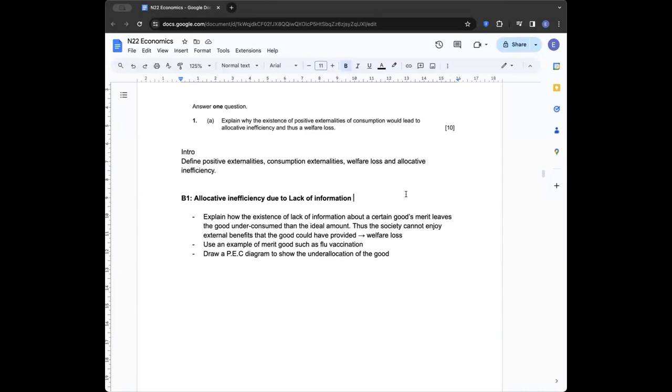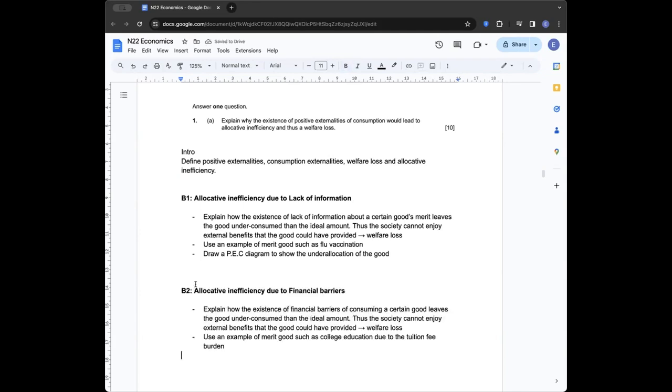To demonstrate that, I can use an example of merit goods, such as flu vaccination, that is not widely consumed since the general public doesn't really recognize the great benefits of it. So the society doesn't consume enough of the flu vaccination. Therefore, it is causing welfare loss, like the spread of flus during a certain period of time. So I can illustrate the situation with a positive externality of consumption diagram to demonstrate the underallocation of the good.